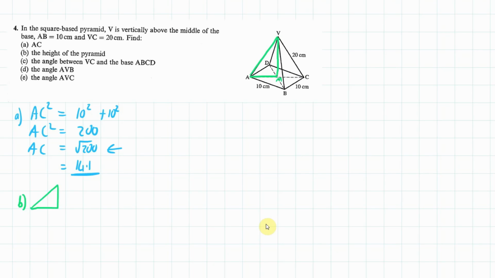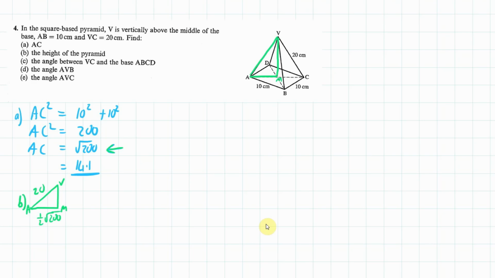What do we know about it? Well, we know that if this is A and this is V and this is M, we know that AV is 20, right? It's one of those sides, and the VC is 20, so that means AV is also 20. And we know what AM is, because M is the midpoint of AC, and we found out the length of AC to be square root 200 here. So this is half of square root 200, and I'm writing half of square root 200 because I want to be accurate. This has already been rounded, so I want to use the most accurate information I can, which is half of square root 200.